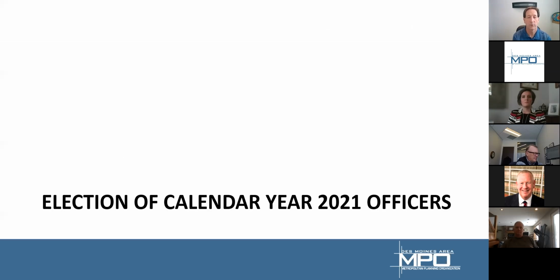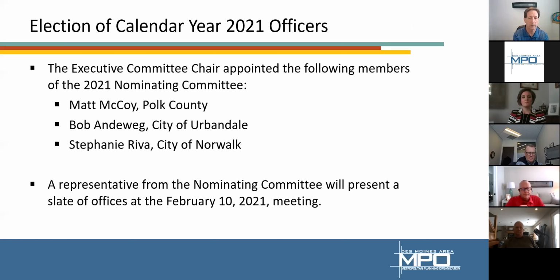Todd? Yeah, thank you. We put together a nominating committee for the next year's officers. The committee was Matt McCoy, Bob Andwig, Stephanie Riva. They met and discussed the slate of officers. Not that it's changed a whole lot, but they recommend the same slate of officers that we currently have. Joe as chair, Matt as vice chair, and Sarah as secretary treasurer. I'll be happy to answer any questions.